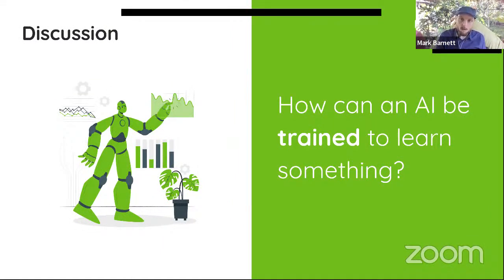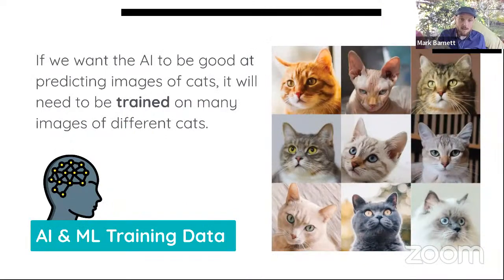So the question I would ask the students now is, how can AI be trained to learn something? Well, the only way for it to learn, and I've said this multiple times, is for you to teach it. So we have to give it lots and lots of information. If we want to build an AI system that is really good at predicting what a picture of a cat is, then we have to provide it with literally millions of pictures of cats.